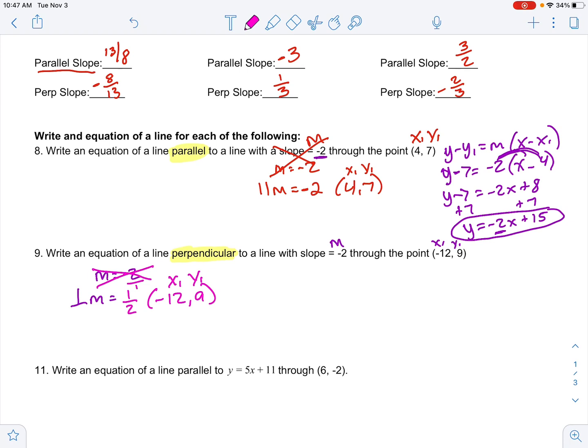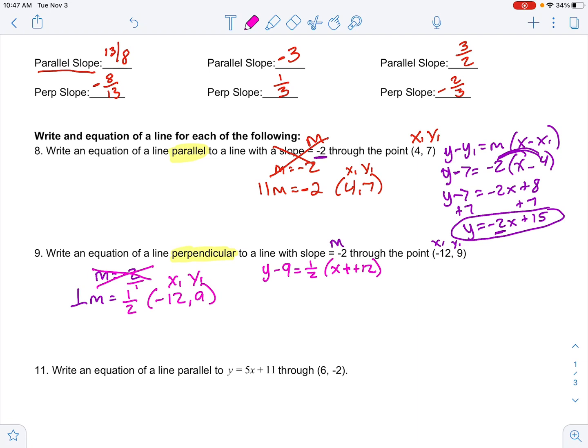So I'm going to plug it into point slope form. I have y minus my y1, which is 9, equals my m, which is 1/2, times x minus my x1, which is -12. Now watch your signs on that one. What do we do with a minus minus? We're going to bam bam it. So now it's a plus.